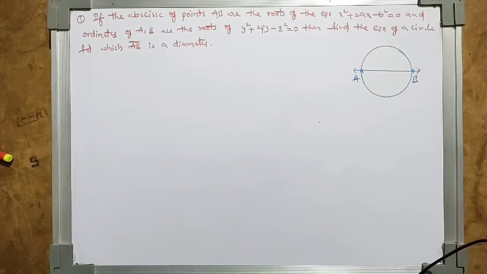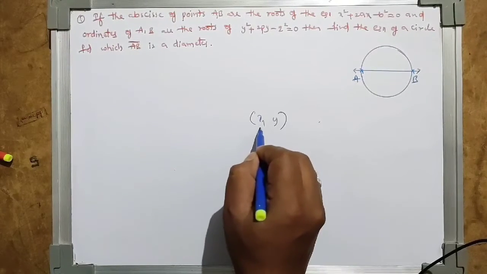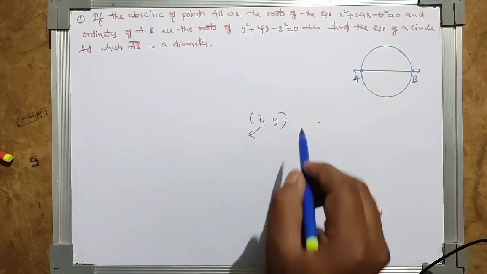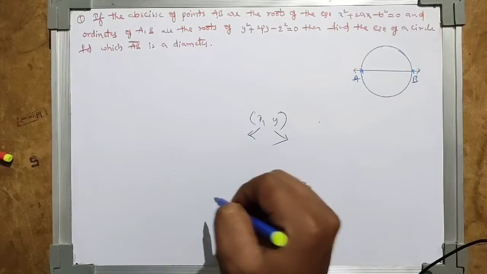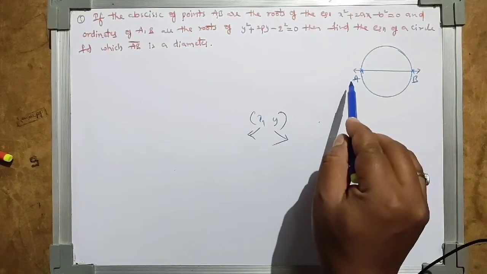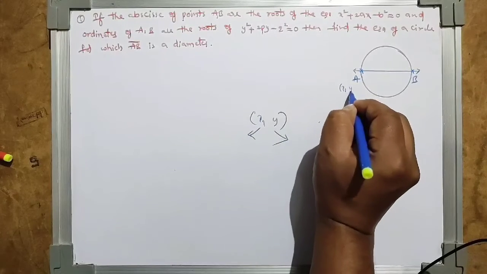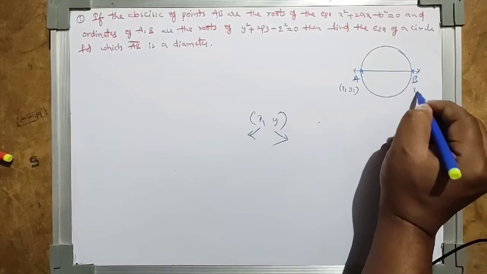First of all we should know what the abscissa and the ordinate are. If you take a point x comma y, the x coordinate is called the abscissa and y is called the ordinate. So you are given that for a comma b, the abscissa means, if you take a as x1 comma y1, b is x2 comma y2.